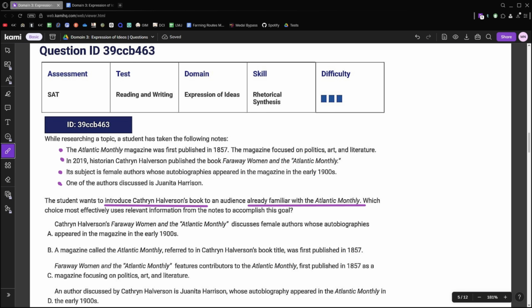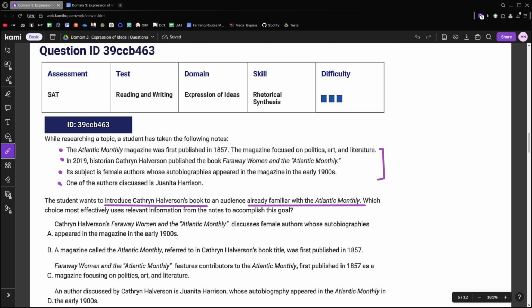So our answer will need to do two things. The first thing it needs to do is describe the book. The second thing it needs to do is not describe the Atlantic Monthly. The audience is already familiar with it, so you don't need to go yapping on about what the Atlantic Monthly is. Now that we know our task, the next thing you want to do is go straight to the answer choices. You don't want to read any of these bullet points because the answer choices are literally the exact same thing. Save yourself some time, skip the bullet points, just read the answer choices.